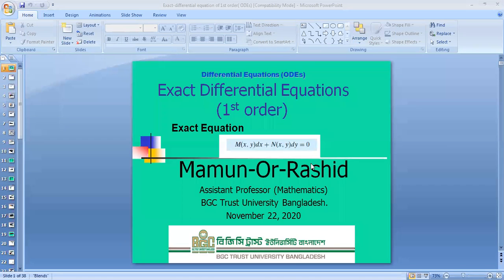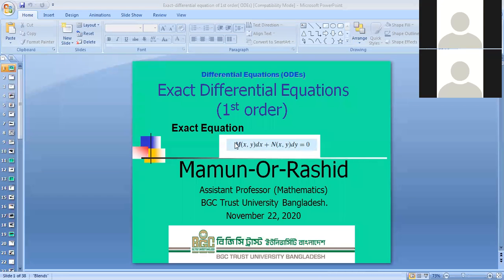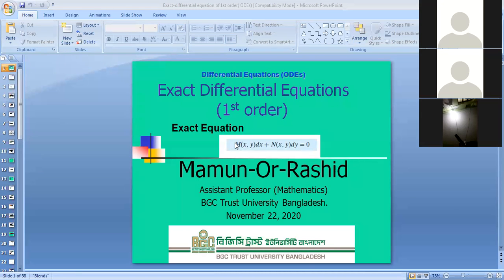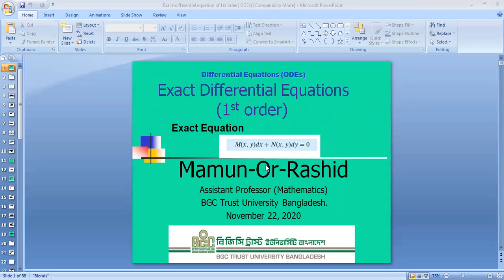Okay, today we'll start with a new type of differential equation, exact differential equations of first order. The differential equation which can be written in the form M dx plus N dy equals 0 is called an exact differential equation. We have already known it. Now today we'll start with exact differential equations.